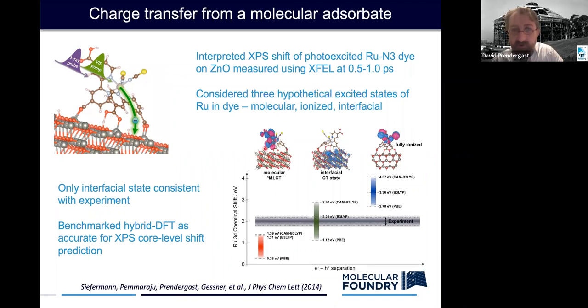Let's say if this was part of a solar cell. Another theory was that, no, it's gone. You won't see that electron anymore. It's gone into the oxide and it's doing something useful. And so the molecule is ionized.